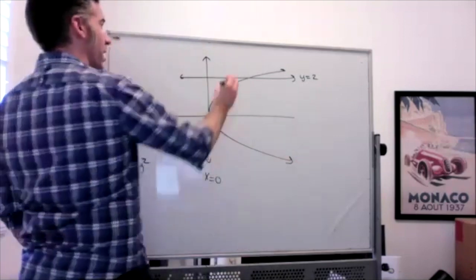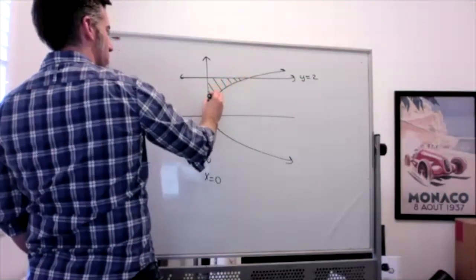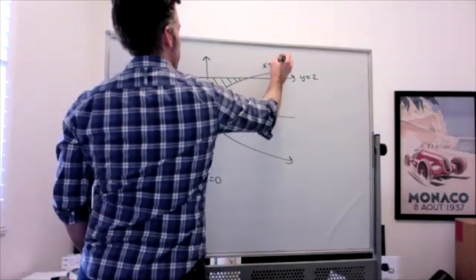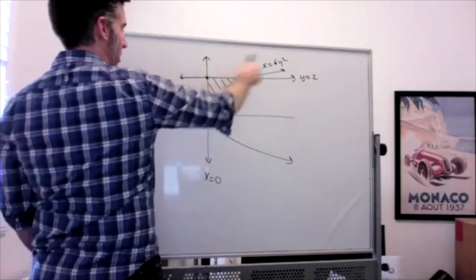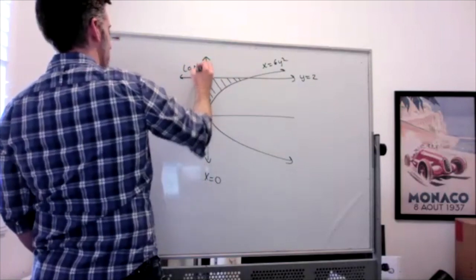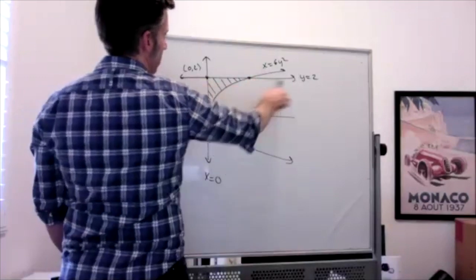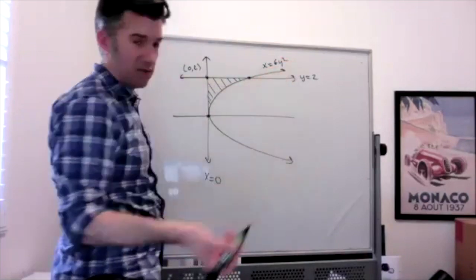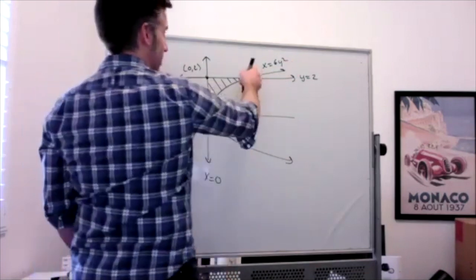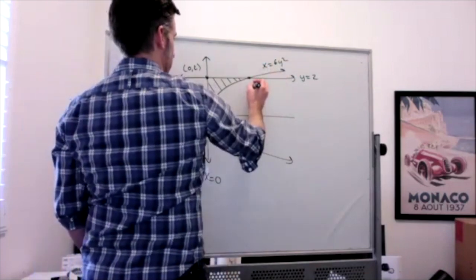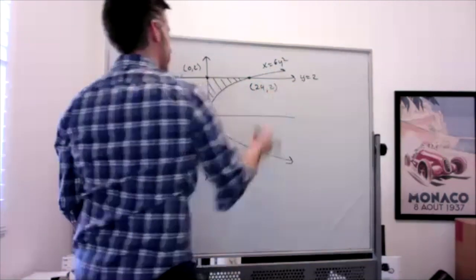So the region we're looking at is this region right here. This point of intersection, well, we know that x is 0 and y is 2, so it's the point 0, 2. That's just the origin. And this point here, it's where y equals 2 and x equals 6y squared intersect. Well, that's easy enough to find. If y equals 2, x is going to be 6 times y squared. So x is going to be 24, which is 6 times 2 squared.